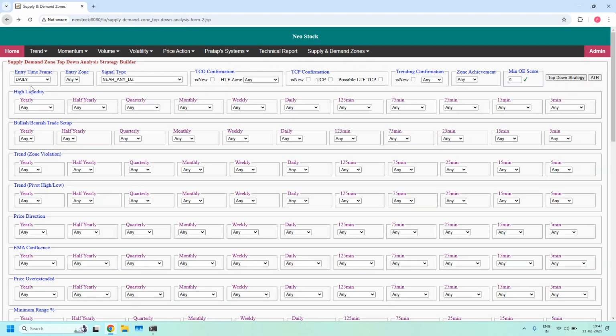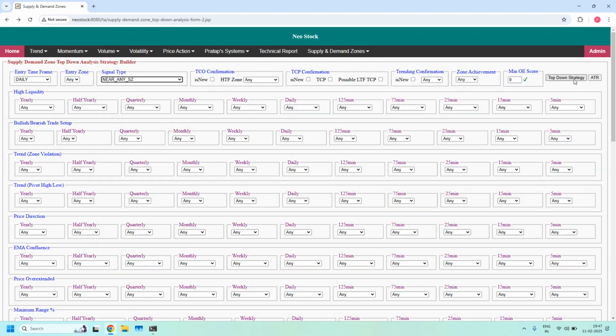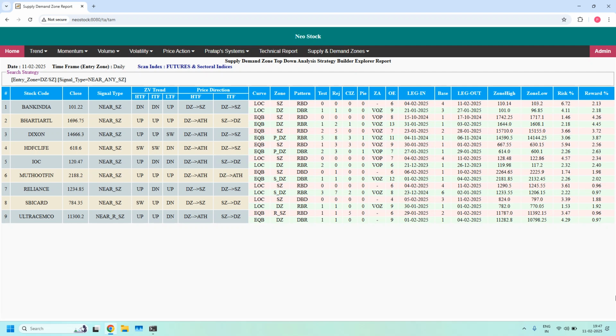Okay, next, for daily time frame, stocks near daily supply zone, we got 9 stocks. Out of these 9, how many supply zones are having high liquidity zones? Let us verify.